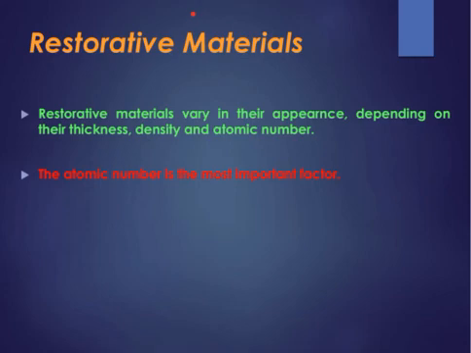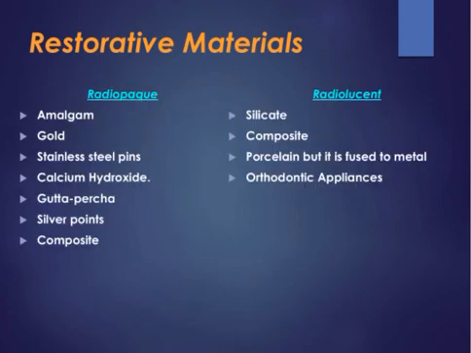Now, the last section is restorative materials. Restorative materials can vary from radiolucent to radiopaque. The same material, depending upon its composition, can be radiopaque and radiolucent as well. For example, in the list of radiopaque materials, most of them are metals. Then comes calcium hydroxide, gutta-percha sticks, silver point, and composite. Composite is seen both as radiopaque as well as radiolucent because of the difference in composition. The mainly radiolucent ones are the silicate cements, composite restorations, porcelain, and orthodontic bands and appliances.